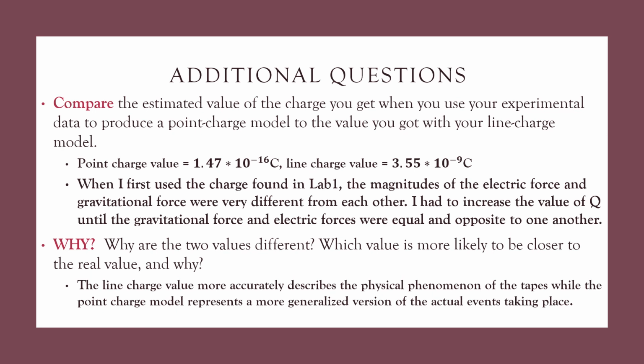These two values were different because the line charge value better represents the physical phenomenon of the tapes that was actually taking place. The point charge model represents a more generalized version of the actual events. This line charge accurately represents what is happening when the tapes are on top of one another, while the point charge is a little bit more simplified.